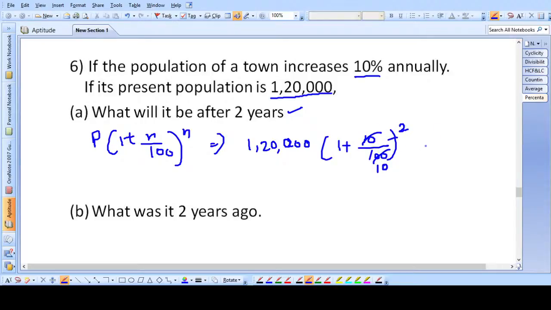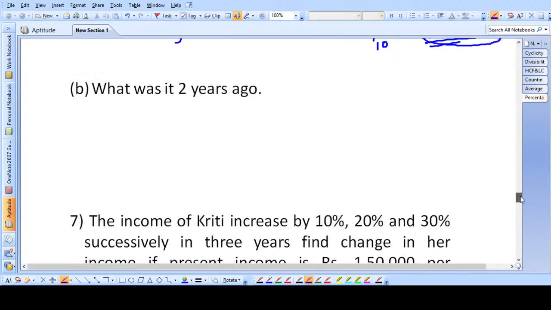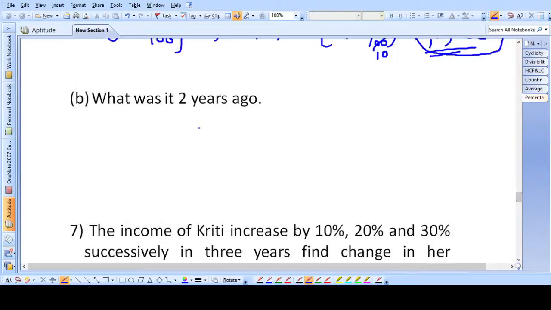This will become 11 by 10. If we square it, this is some minor calculation, not a big thing. 145,200. Okay, so after 2 years the population will definitely increase. If your answer is greater than that, it's a cross check that you calculated right. Now, what was its population 2 years ago? There we have to decrease, like we have to divide, to the power of n.